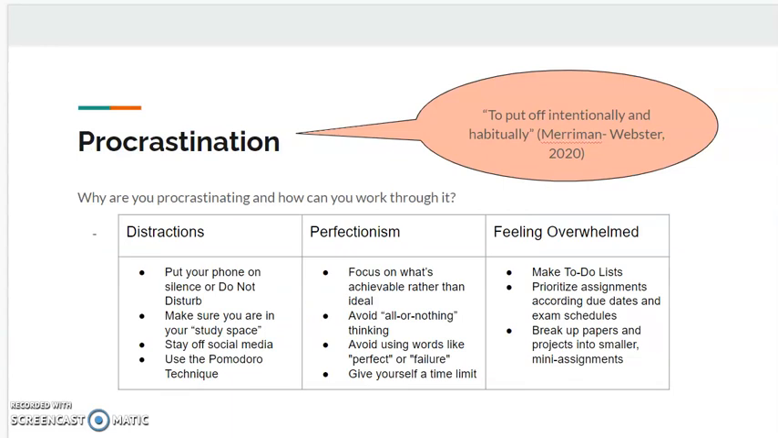Procrastination is the enemy of time management, and here we're looking at 3 very specific reasons behind procrastination. For most of us, distractions are our worst enemy. It's important to put your phone on silent or do not disturb if you can't turn it completely off. Make sure that you're in your study space and that you keep this space free of any other items or work that you might have normally on a desk. Stay off social media.